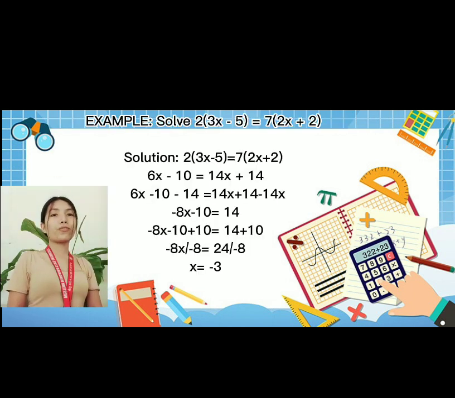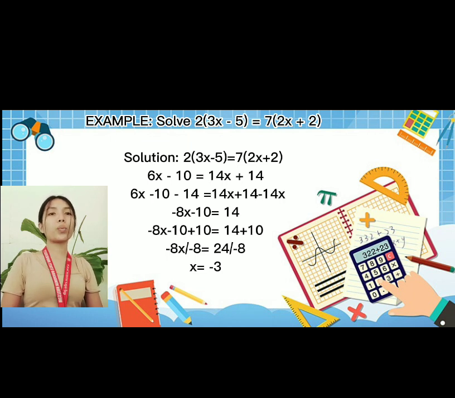Example number 1. We're going to solve 2 times the quantity of 3x minus 5 is equal to 7 times the quantity of 2x plus 2. First, we are going to remove the parentheses using the distributive property. So we distribute: 2 times 3x is equal to 6x, and 2 times negative 5 is equal to negative 10. And 7 times 2x is equal to 14x, and 7 times 2 is equal to 14.